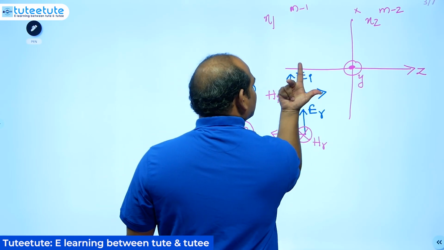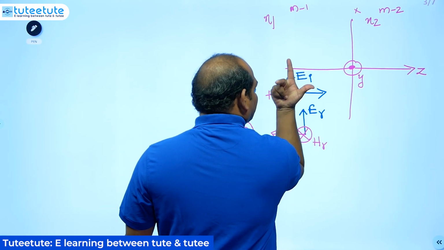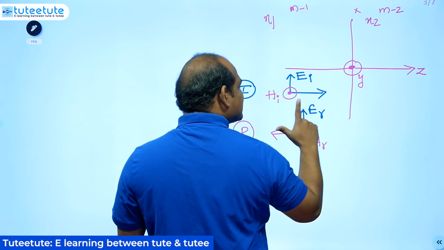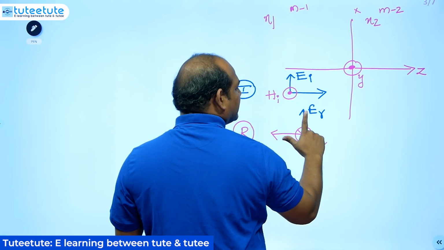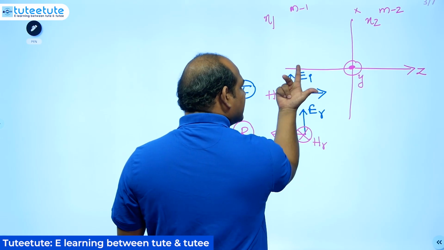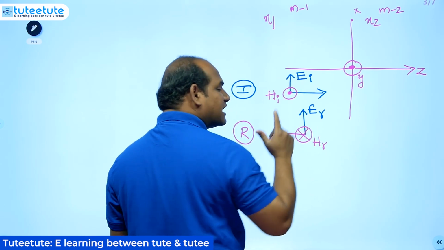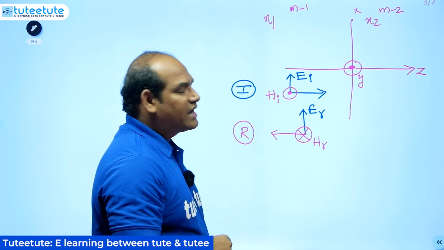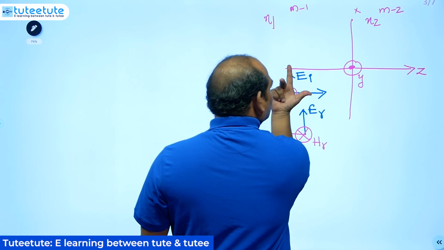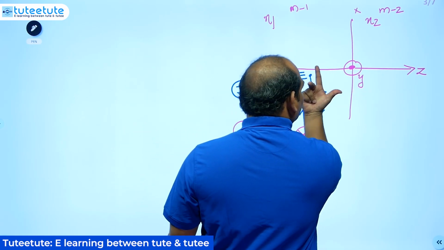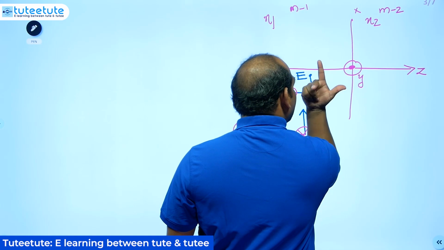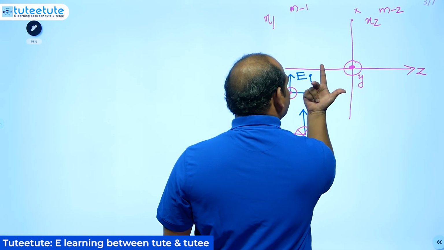This is the representation of the incident wave, and this is the representation of the magnetic wave. Okay, this is the incident wave, this is the reflected wave. Like this we can represent. So the incident wave is going towards the z direction, with the electric field oriented in the x direction, and the magnetic field in the positive y direction.